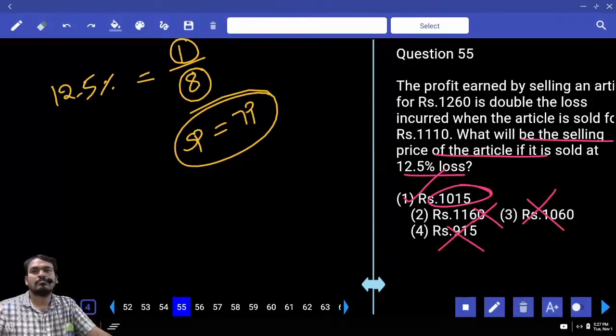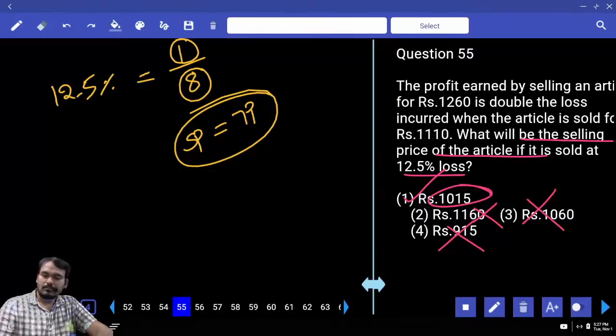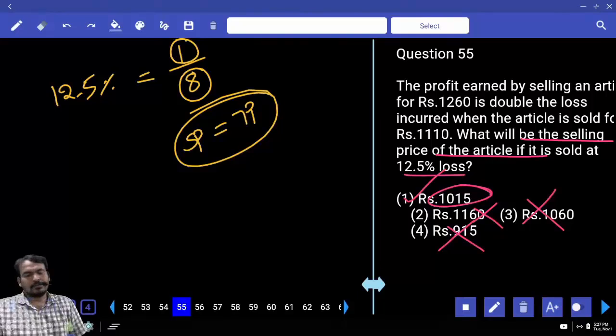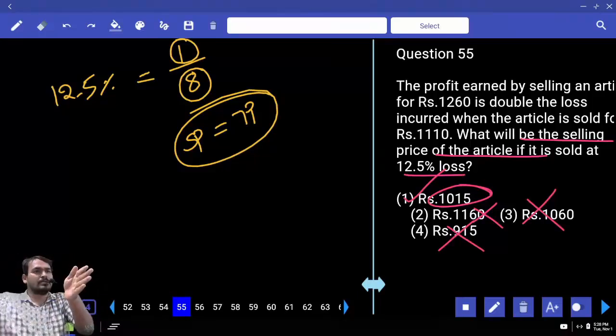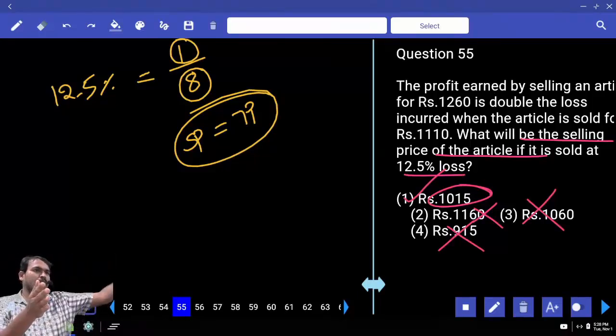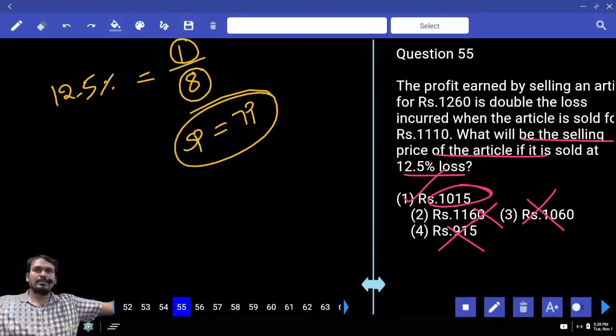1015 or not? Yes or no? First time he gets a profit, but the second time he gets a loss. Profit is how many times the loss? 2 times the loss or not? If loss is 1 part, profit is 2 parts. What is the difference of the parts? 3 parts. Compared to cost price, 2 parts are more. Compared to cost price, 1 part is less. What is the difference in parts?